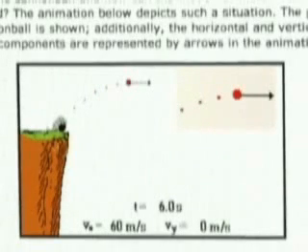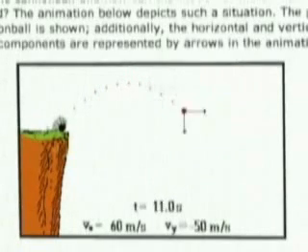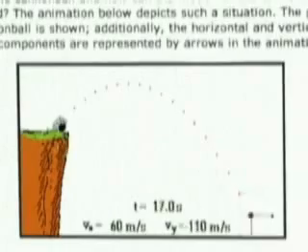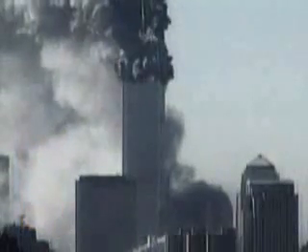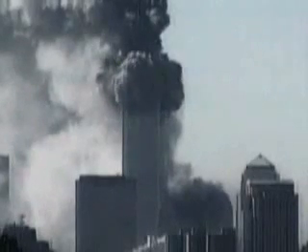As the cannonball falls to the original level of the cannon, its speed increases to its original value of 60 meters per second. Yet the x value remains the same throughout the flight of the cannonball. Let's compare this example to the North Tower debris.